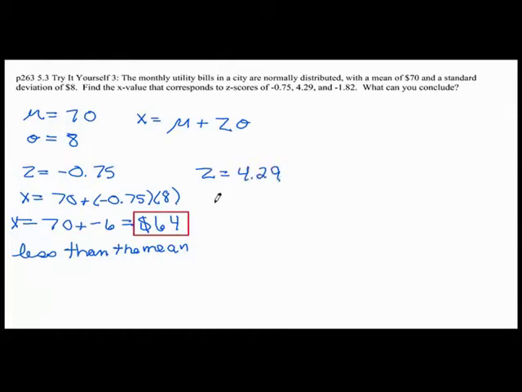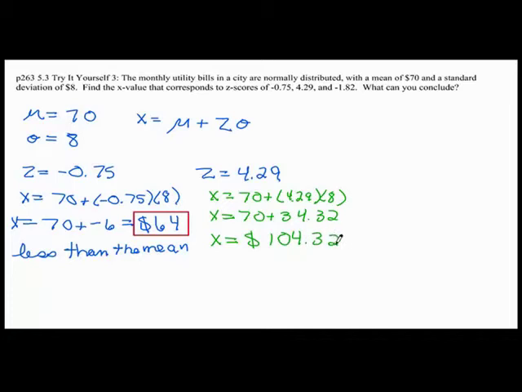And using the same formula, we're going to have x is equal to 70. In this case, we're going to add 4.29 times the 8. And so we multiply that 4.29 times the 8, that's going to give us $34.32. So we just add those together and we get an x of $104.32, which is definitely above the mean. I would say that it's much higher than the mean.